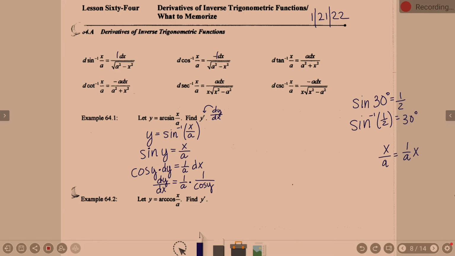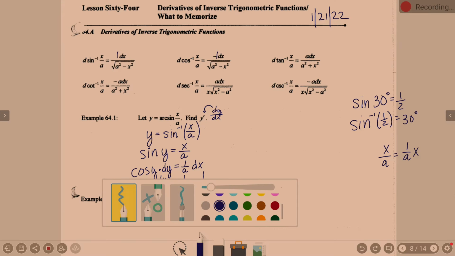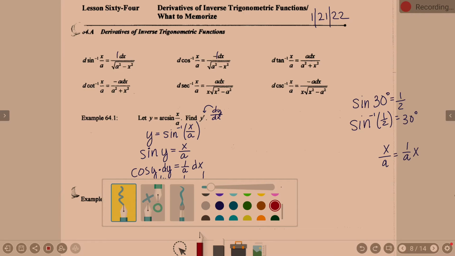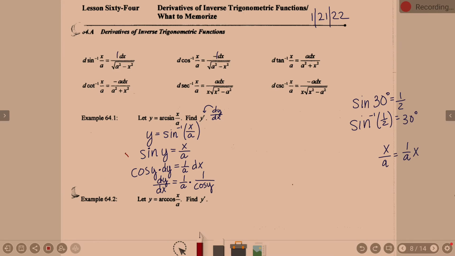Okay. Now, the derivative right now, 1 over a, okay, that's fine. 1 over cosine y, that can't really be in our answer. Because if we're trying to find the derivative of y, we can't really have a y in there. Okay? So, this is where we're going to go back to this relationship right there.